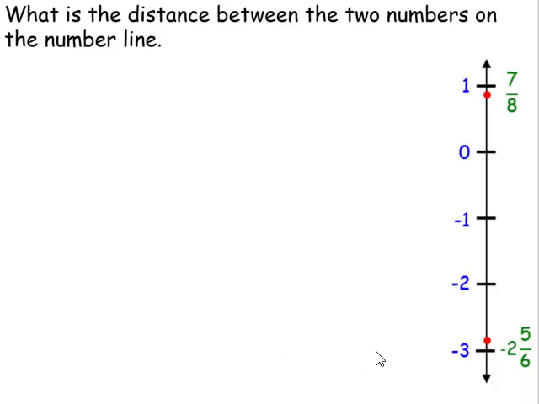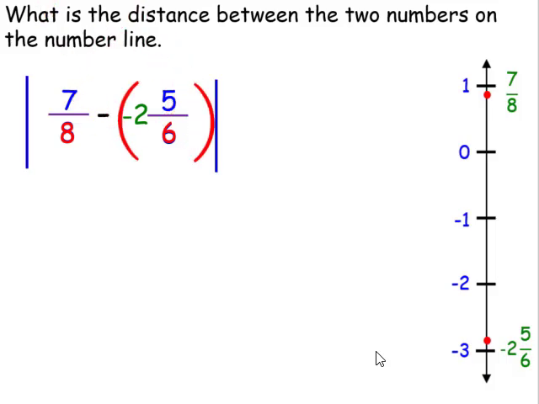In order to find the distance between 7/8 and negative 2 and 5/6, we're going to have to find the absolute value of the difference between the 2 points. This will give us the absolute value of 7/8 minus a negative 2 and 5/6. We're going to factor out a 2 since the denominators are not the same. 8 divided by 2 is 4. 6 divided by 2 is 3. 4 and 3 are relatively prime, making 2 our GCF.